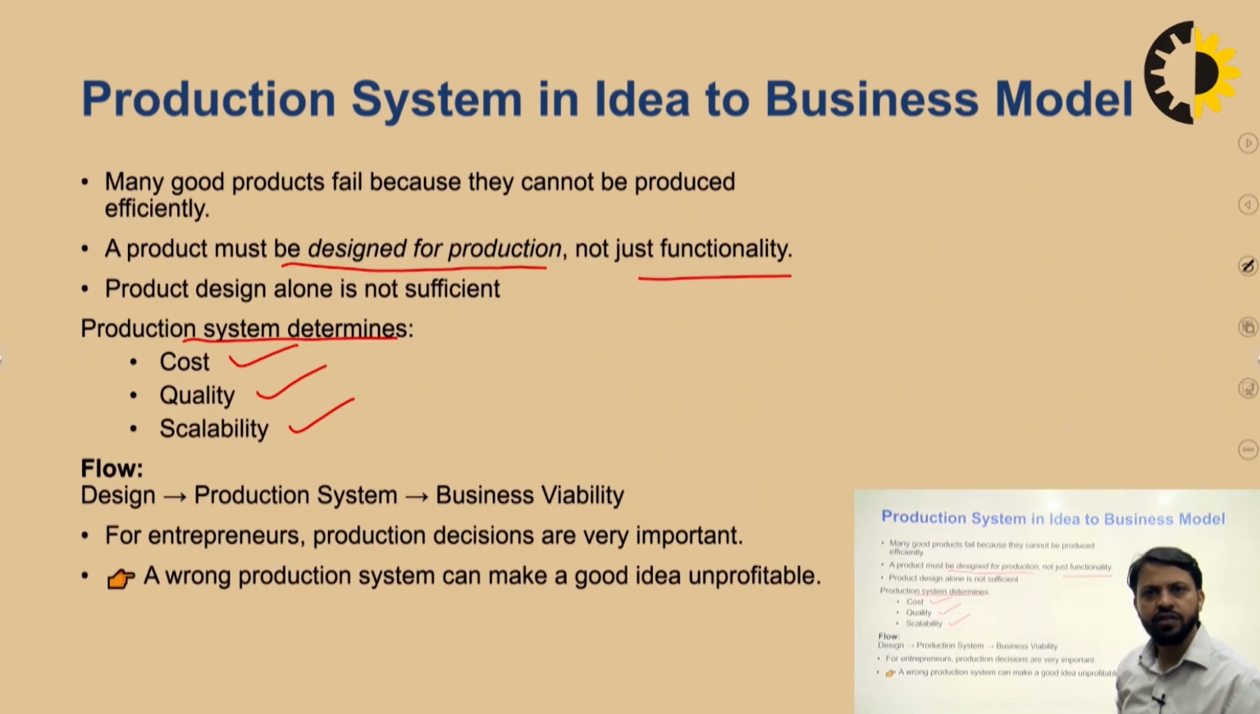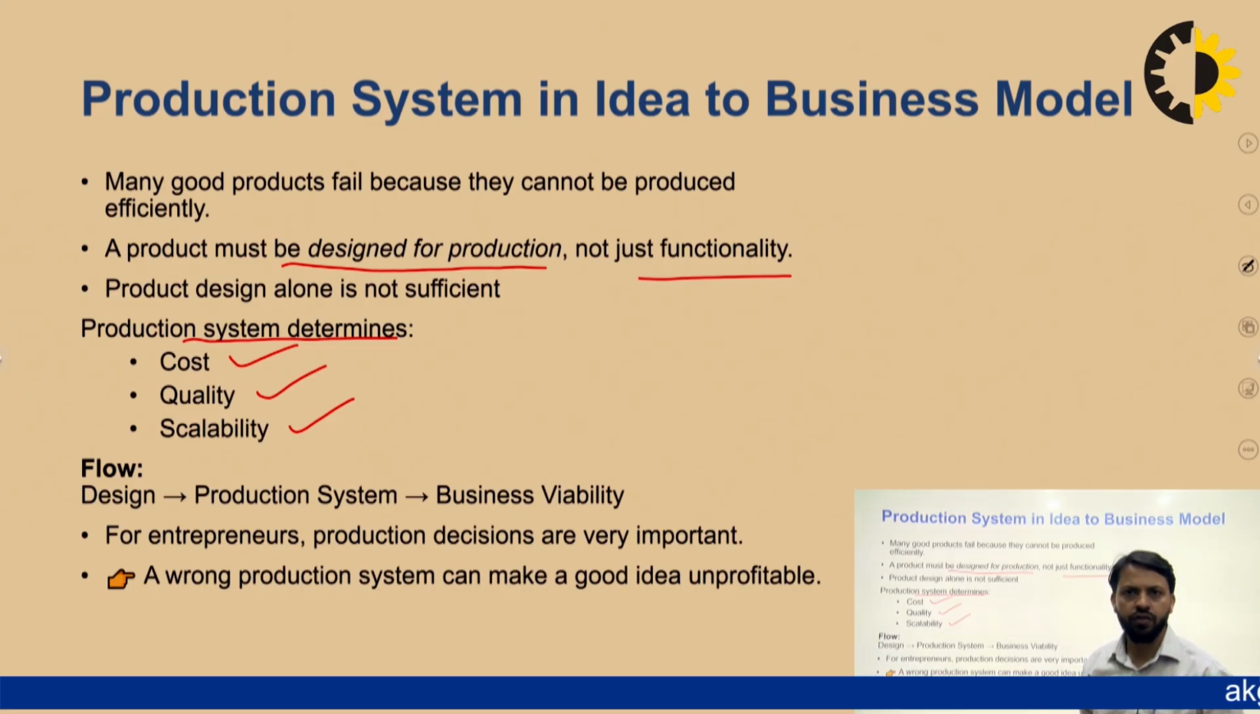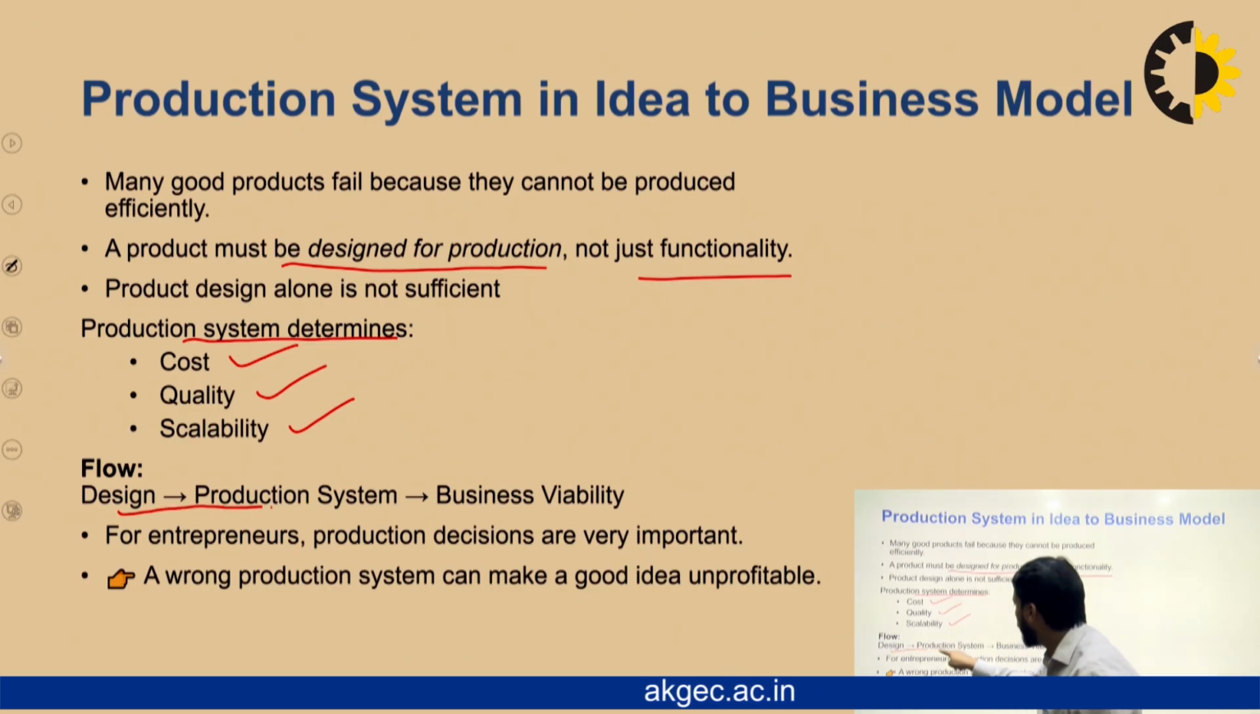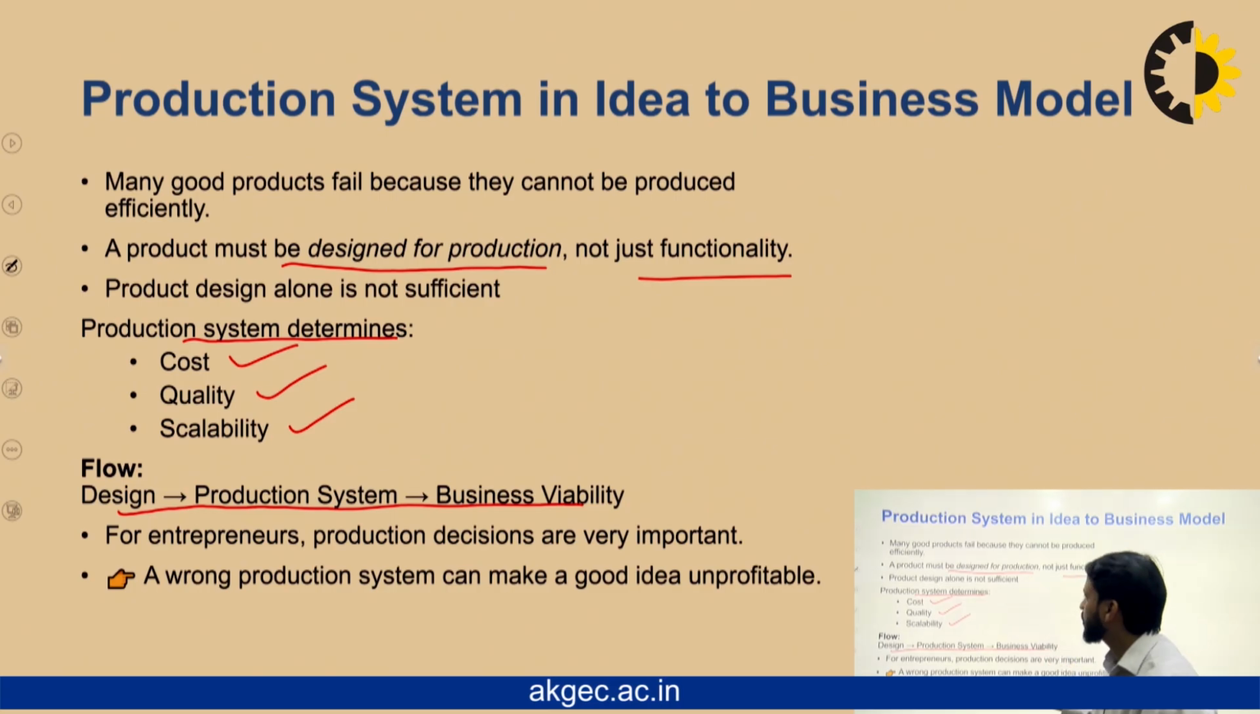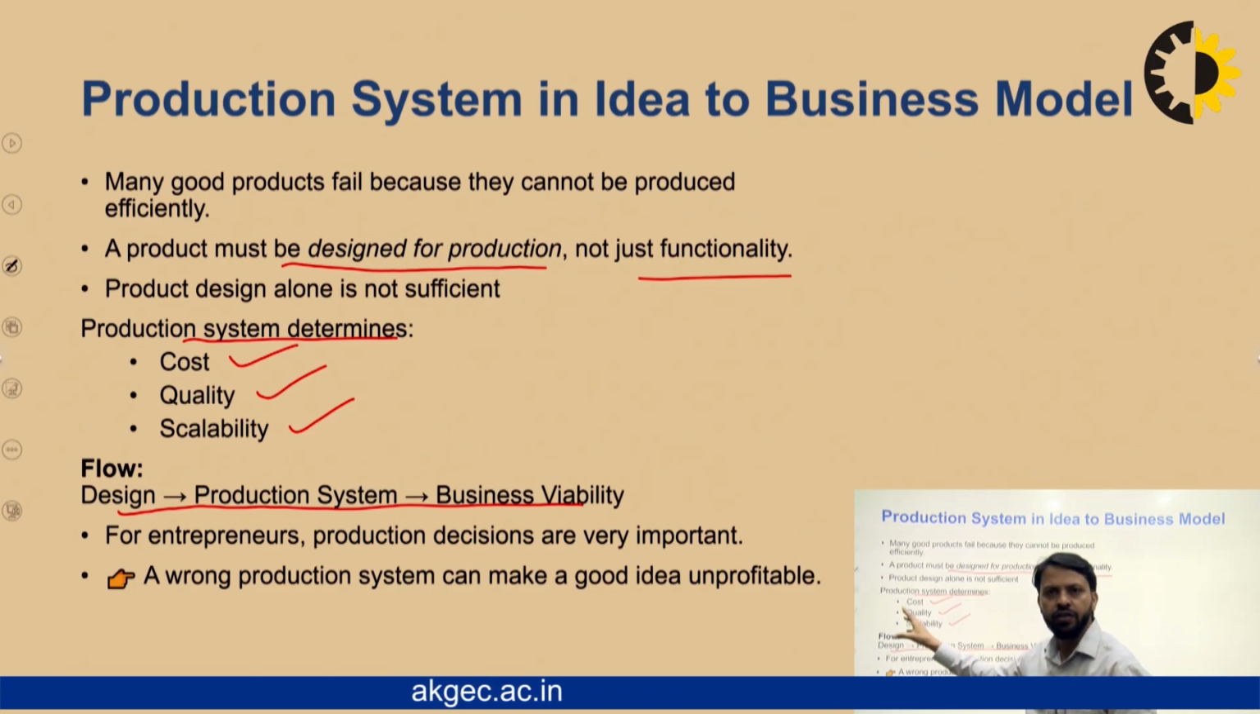In the idea stage or the new product development stage, you may have encountered different types of functionality of the product or service, but in this stage you have to think of its manufacturability, its production system, and how you are going to manufacture it. So this is the basic workflow: you start with the design part, the idea part, the concept part. Now we are in the production stage.